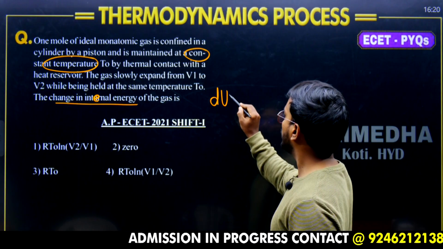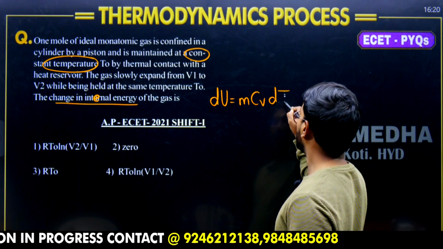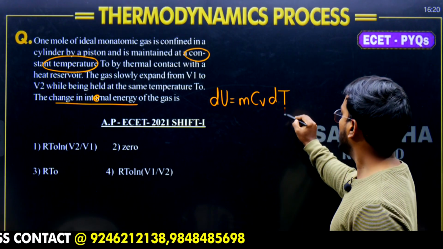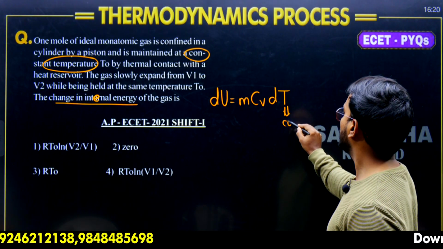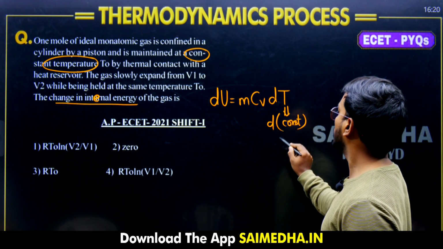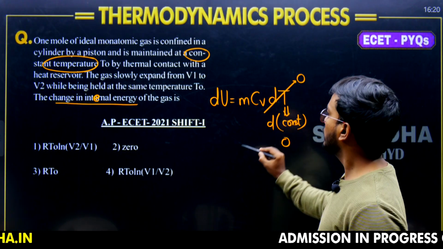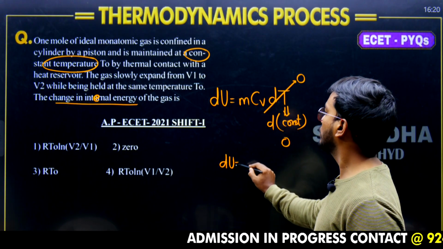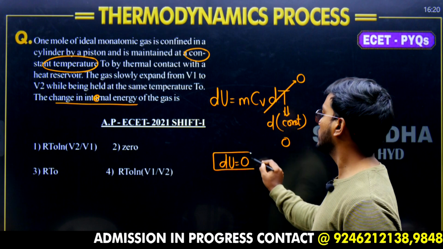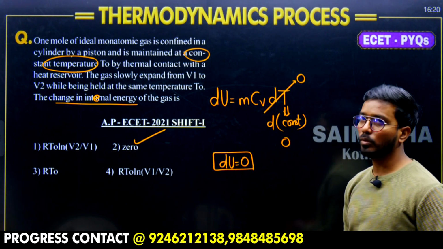What is the formula for dU? In the previous video lecture also I told you the formula: dU equals m Cv dT. What is the T here? Temperature. Temperature is a constant, and the differentiation of a constant is equal to 0. That means dT is equal to 0. If dT is equal to 0, then dU is also equal to 0. It's a tricky question. So the final answer is dU equals 0. Go through it.